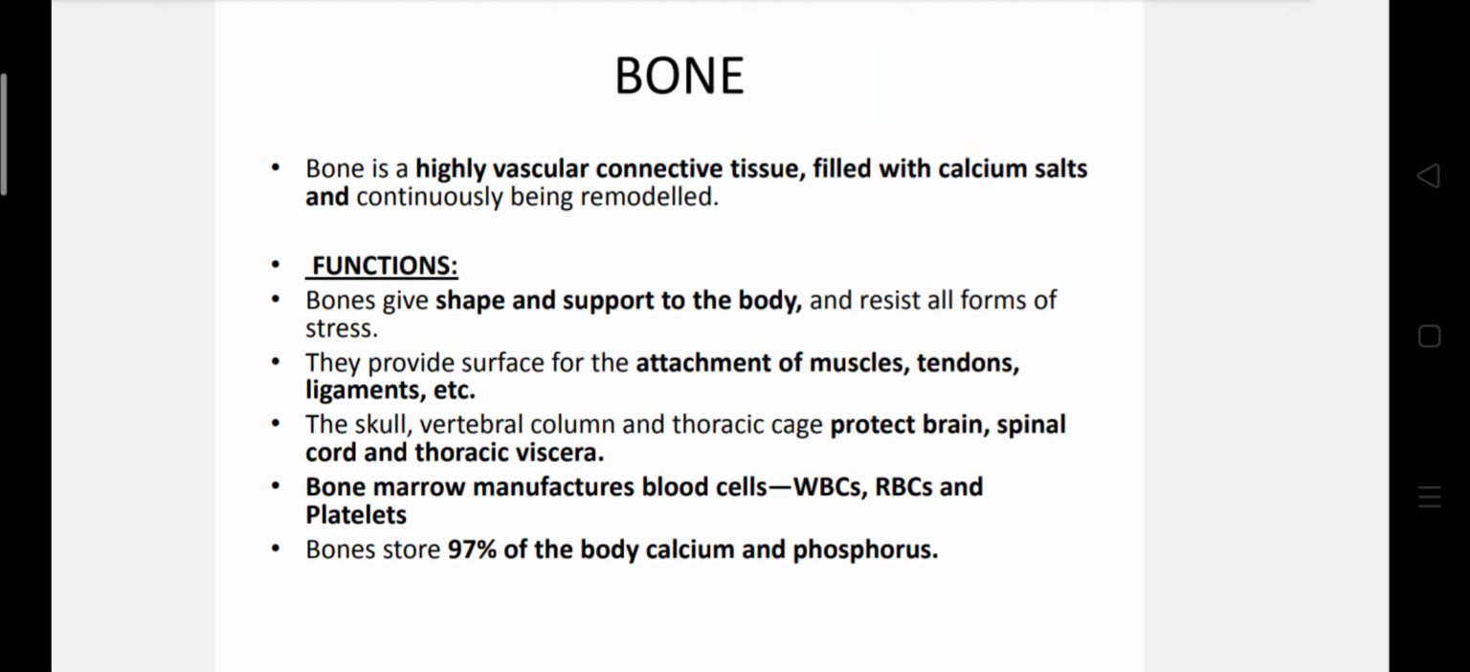Our today's topic is about bone. Bone is a highly vascular connective tissue filled with calcium salts and continuously being remodeled.